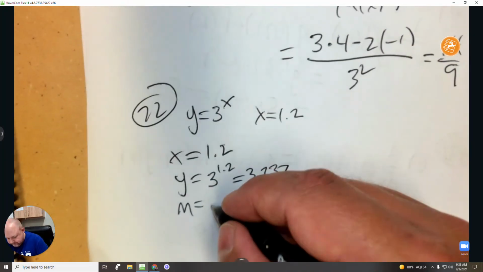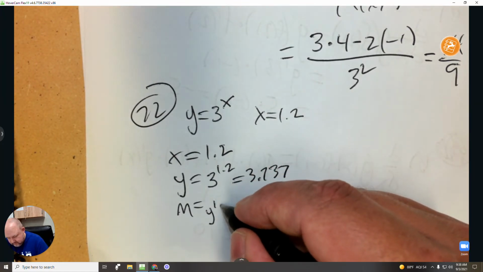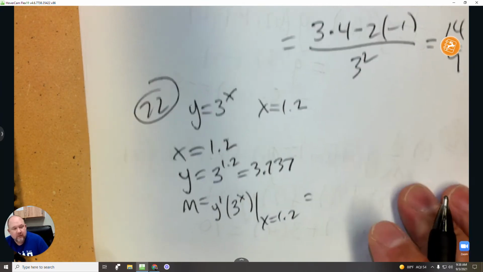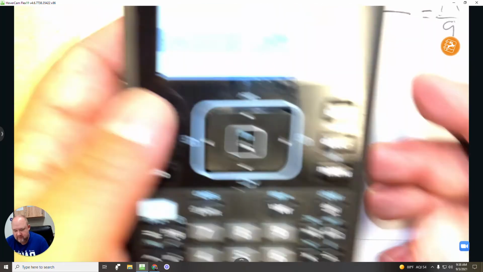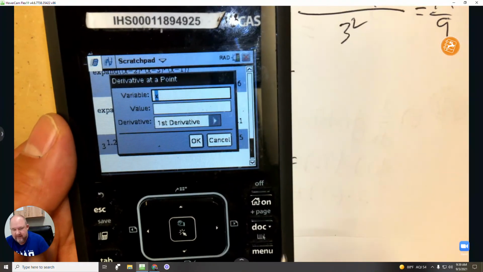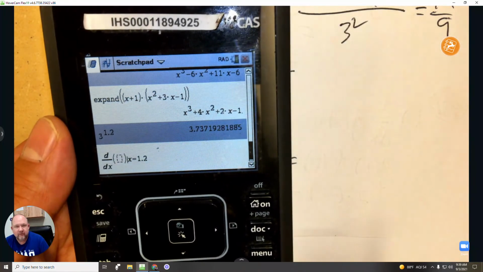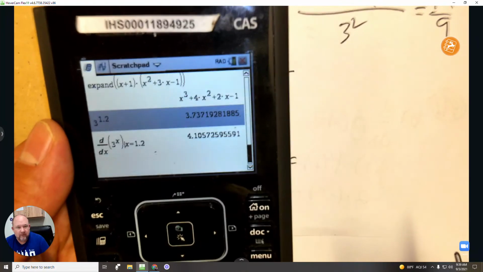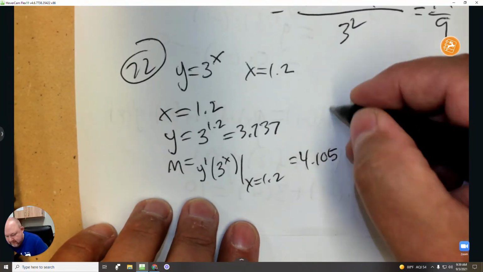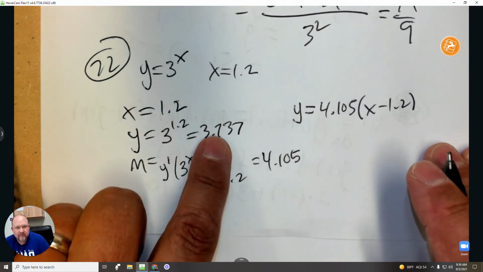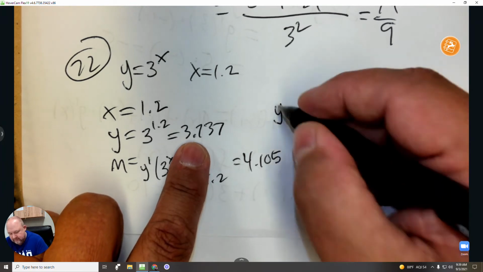And then to find the derivative, we're going to find the derivative at 1.2. So, to find the derivative of that at 1.2, let's see, how would I do that? So with my calculator, I go menu and calculus and derivative at a point. And our x is our variable, 1.2. It's the first derivative, and then I type in 3 to the x, and then control enter, and the derivative is 4.105. Don't worry about rounding. And so we have y equals the slope 4.105, x minus 1.2 plus 3.737. Done.